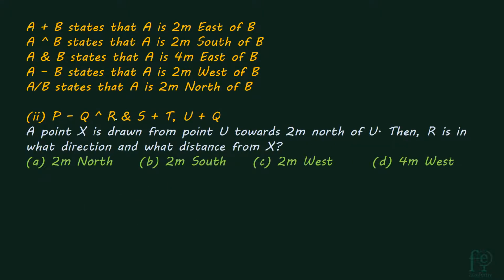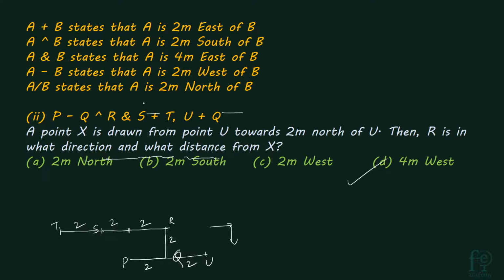Now the same question is given: P minus Q raised to R and S plus T, U plus Q, and then a question is given. A point X is drawn from point U, 2 meter north of U. So point X is drawn from point U at a distance of 2 meter. So this is X and this will be 2 meters. Then R is in what direction and what distance from X? So R is here and X is here. So R is in west direction and the distance is 2 meters.